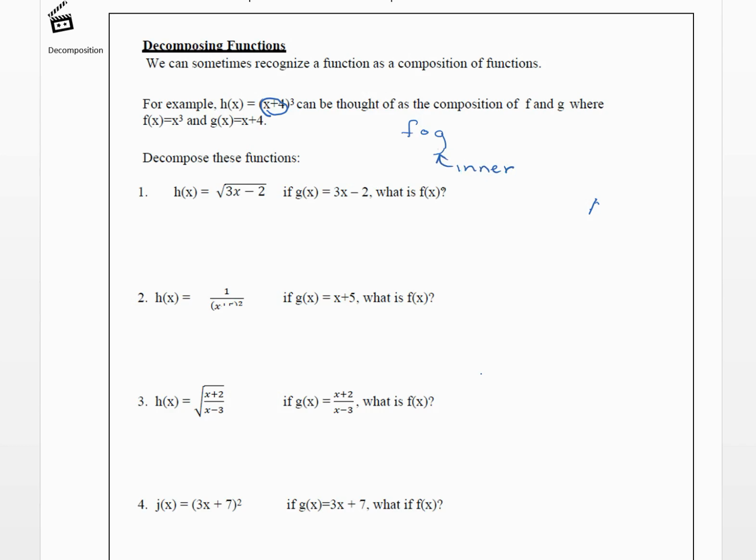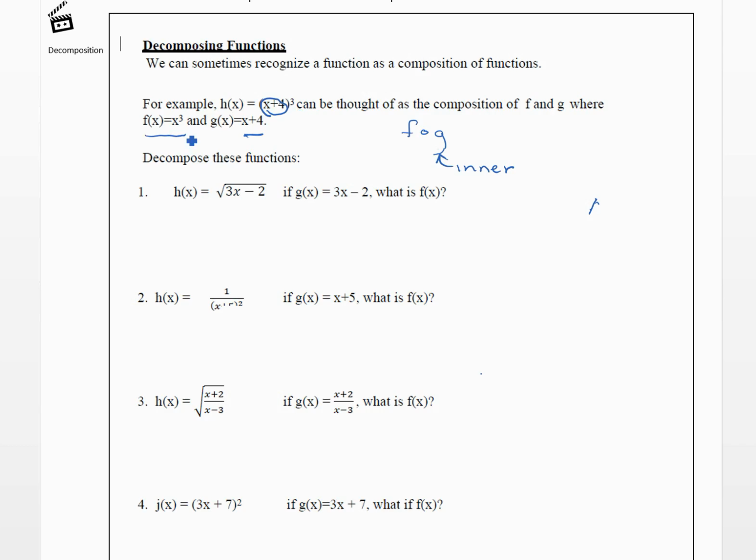Okay, and then f, you say, okay, what am I doing to that? So if g of x is this inner function, x plus 4, then you want to put an x in for that whole thing and say, what are you doing to it? You're cubing it. So f of x would be x cubed. Okay, so let's look at these problems.